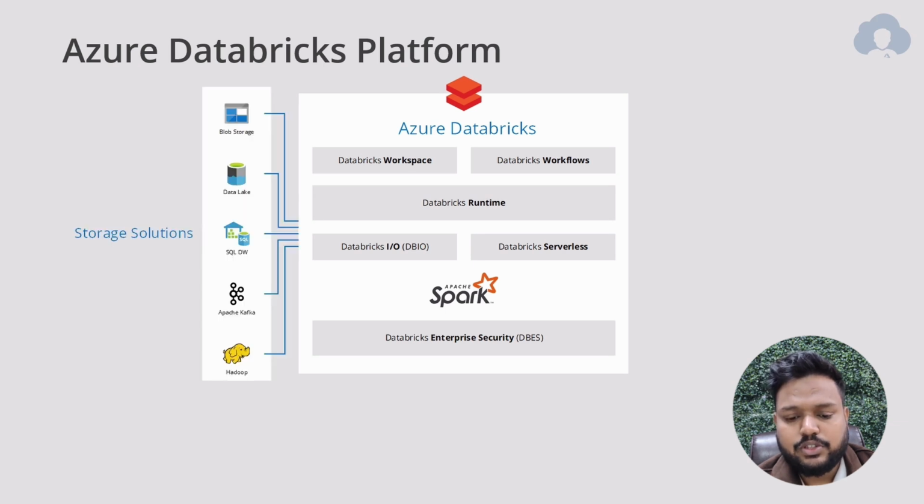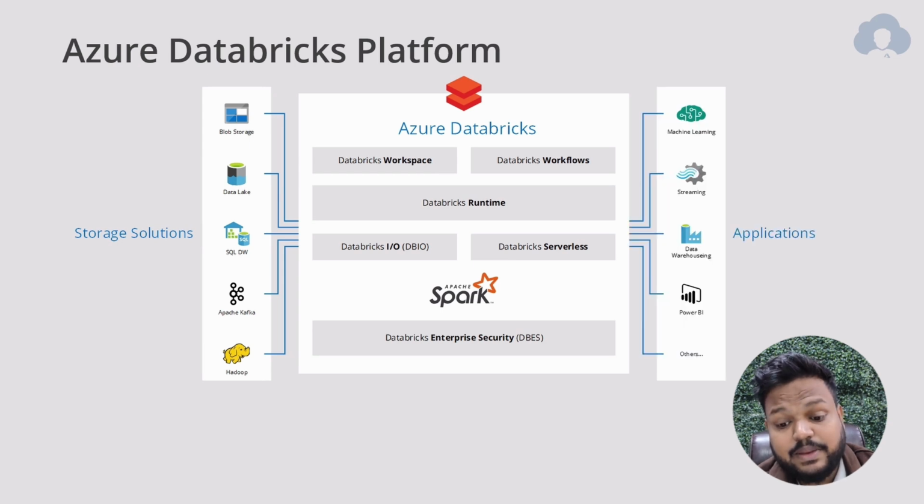There are a lot of storage solutions that it can connect to, but the five main ones that have native connectivity are Blob Storage, Data Lake in both versions, SQL Data Warehouse, Apache Kafka, and Hadoop. We already mentioned some of those, but there are also several applications that you can use Databricks for. The most common ones are machine learning scenarios, streaming scenarios, data warehousing, so your typical ETLs, prepping the data, and Power BI, which is a very common case recently. But there are many other applications that you can use Databricks for.